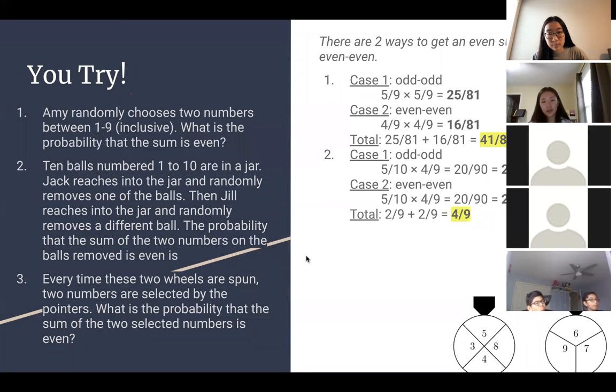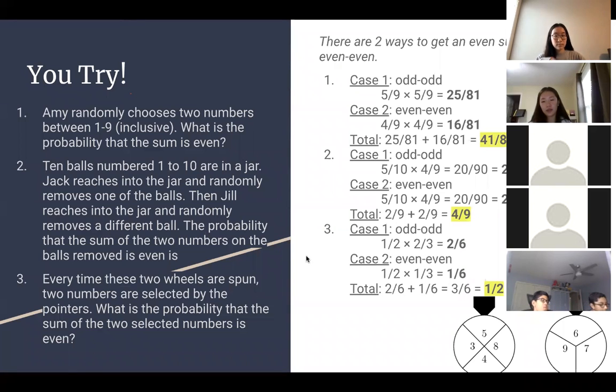And our last question is, you can see those wheels at the bottom. For the odd numbers, the first wheel has 2 odd and 2 even, so it's 1/2. And then the second wheel has 2 odd numbers and 1 even, so it's 2/3. And with the even numbers, you do 1/2 times 1/3, and you add them to get 1/2 total. I think some of you got that one, so good job.